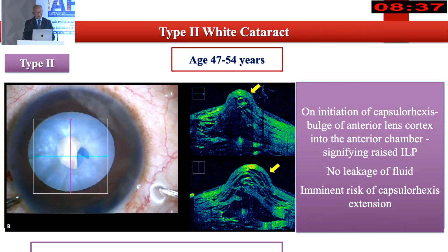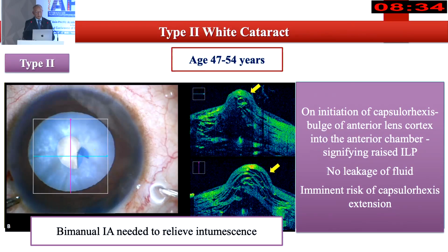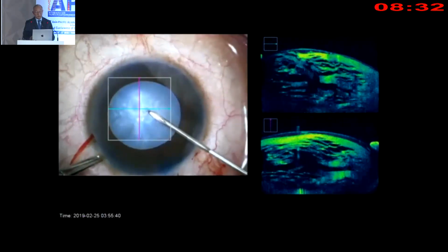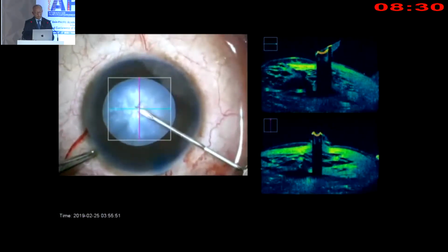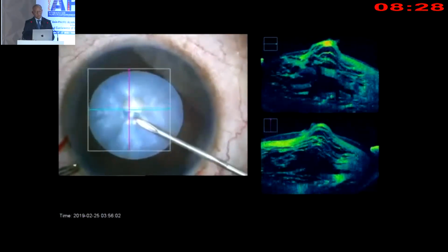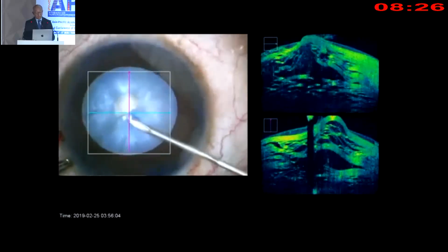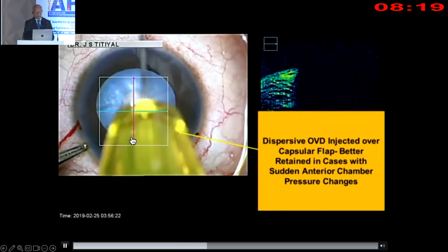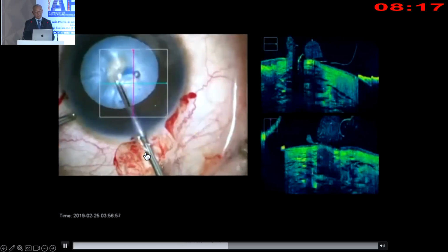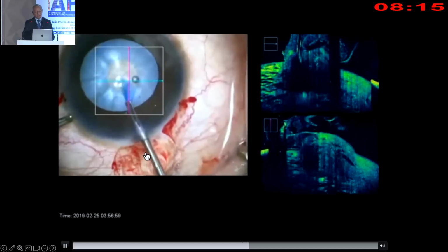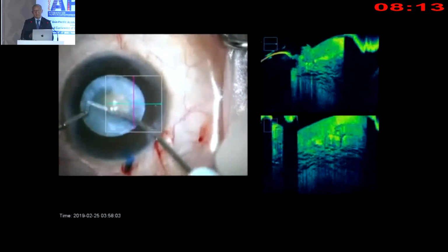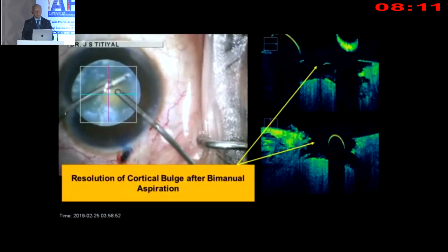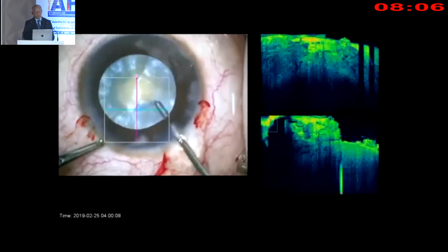What is to be done here? Make a smaller opening and aspirate this with the bimanual cannula, as you see in this video. In fact, this video won a best of show at the American Academy, I think 5-6 years back. So I'm seeing that this is a bulge which has occurred. I'm really afraid now. I have to block the peripheral area, inject a little bit of dispersive viscoelastic which maintains the pressure, then make a small opening and aspirate with a bimanual aspirator. That will decrease the pressure by changing this convexity to concavity.